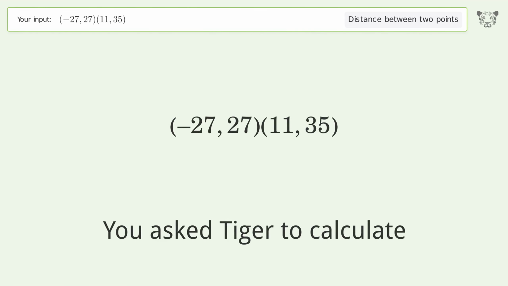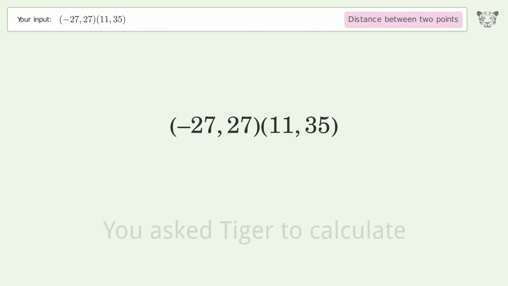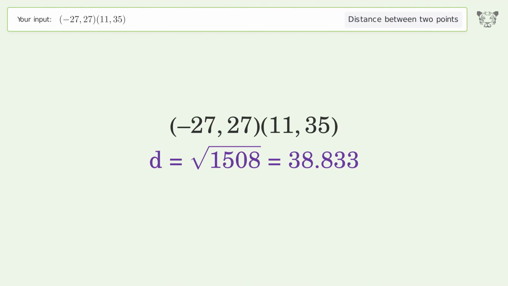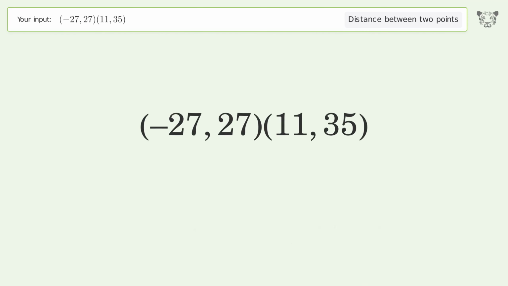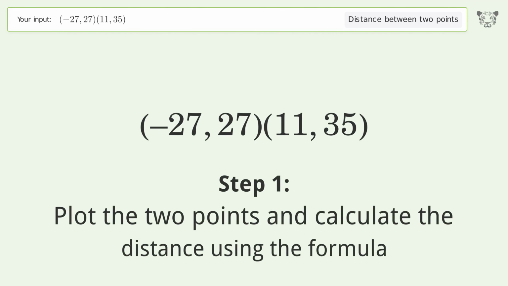You ask Tiger to calculate. This deals with the distance between 2 points. The distance between the 2 points is the square root of 1508 or 38.833. Let's solve it step by step. Plot the 2 points and calculate the distance using the formula.